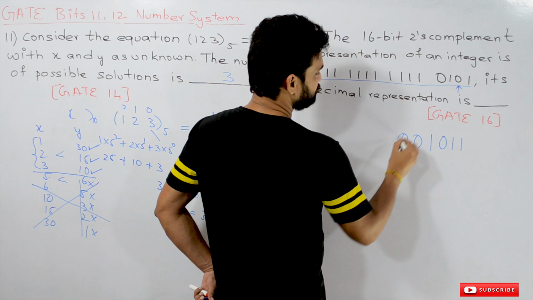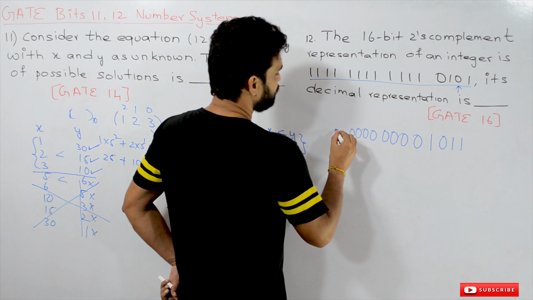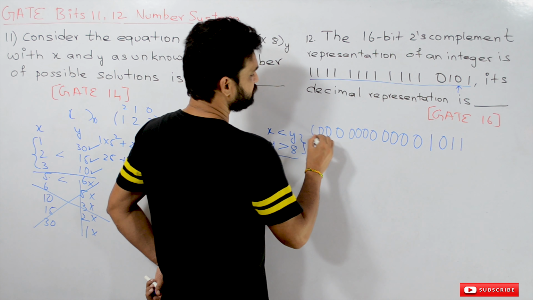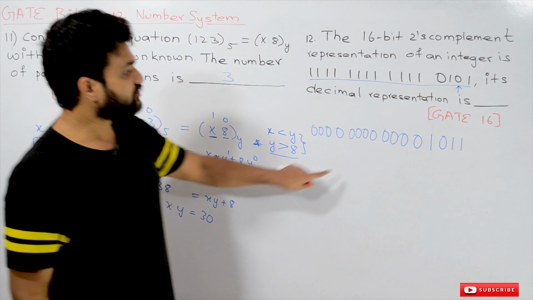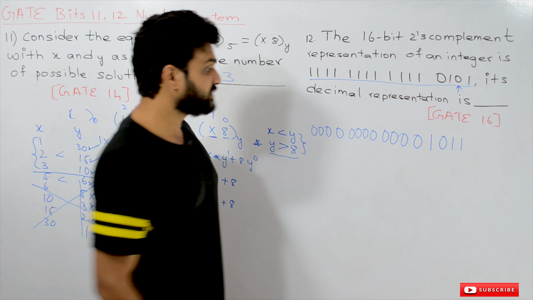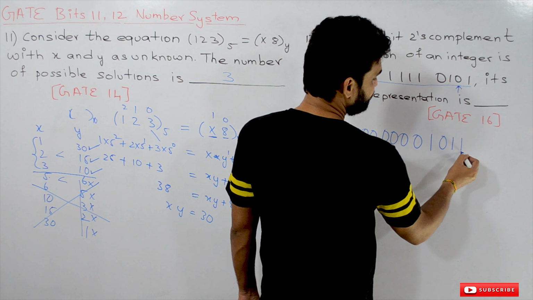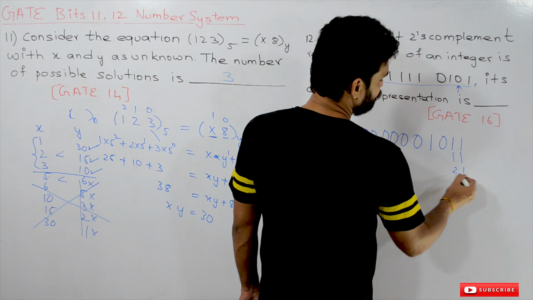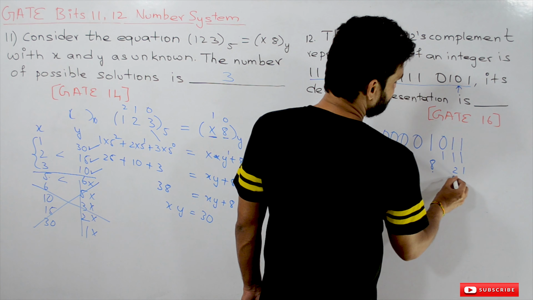So it is 0 0 0 0 0 0 0 0, and next is 0 0 0 0. Because all of them are ones, they will get complemented to zeros. So what is the decimal equivalent of this? The decimal equivalent of this is 11. So what is this? It is 1, 2, this will be 0 and this will be 8. 8 plus 2 plus 1.